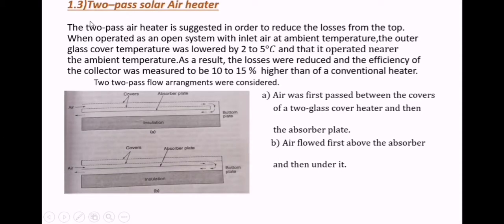Then the next classification is the two-pass solar air heater. Sadgunanathan and Dionari have suggested the use of a two-pass solar air heater in order to reduce the losses from the top. They constructed a unit in which the air was first passed between the covers of a two-glass cover heater and then under the absorber plate, which is shown in figure A.